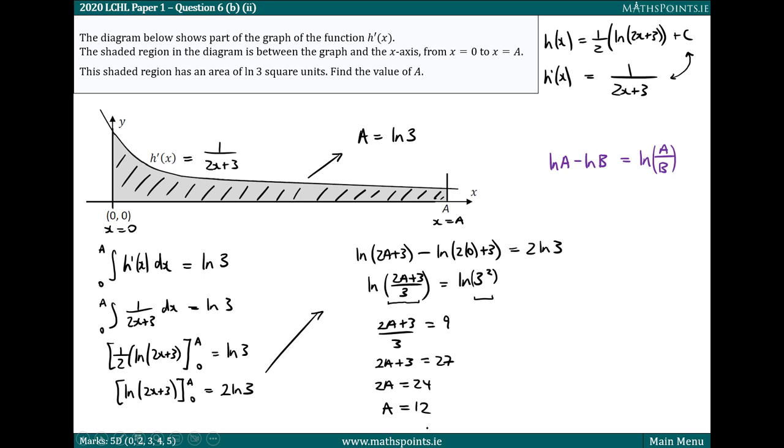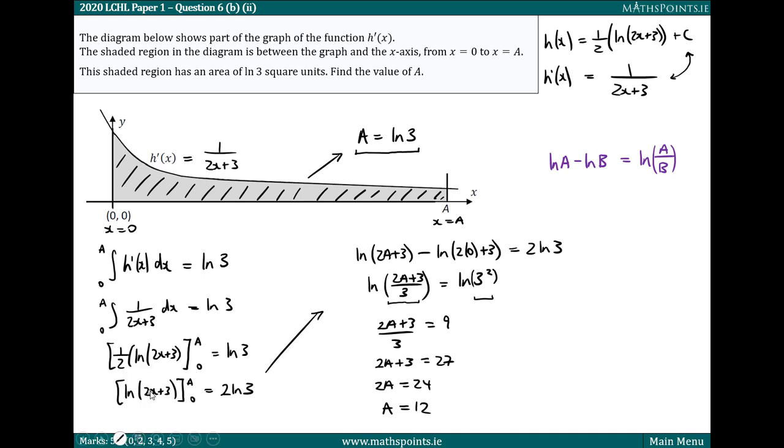So a nice little question, again, based on this idea that differentiation and integration are the reverse processes of each other. Ordinarily, we can't integrate 1 over 2x plus 3, but because we know what the original function was that was differentiated to give 1 over 2x plus 3, we can just write down that the integral of that is the original function. We sub in our limits of integration, we were given the answer, the area in this case, and we solve for the unknown, that was a.